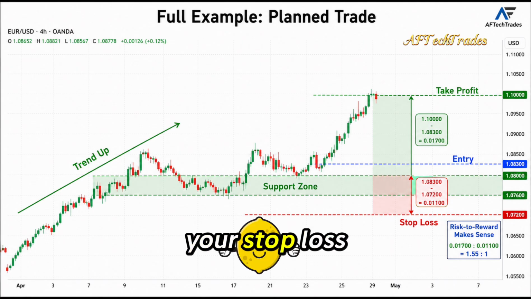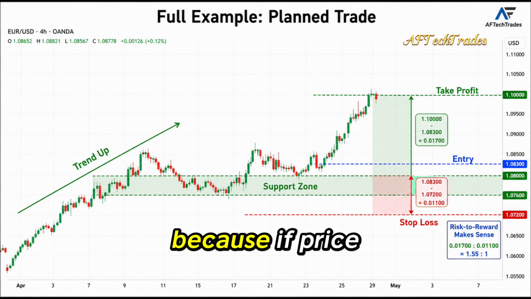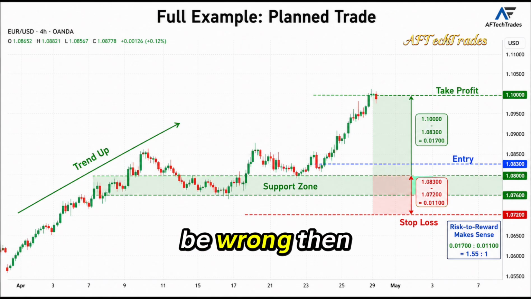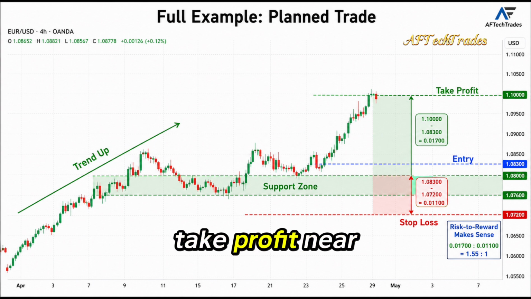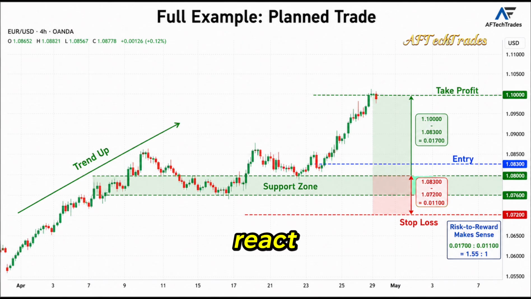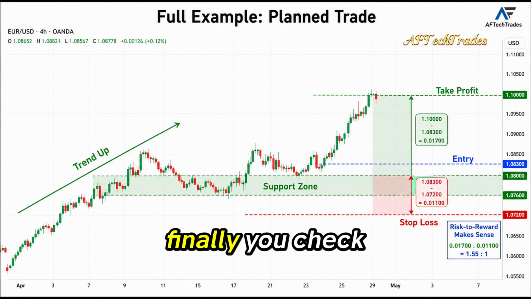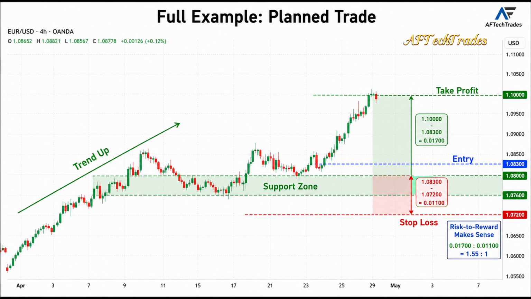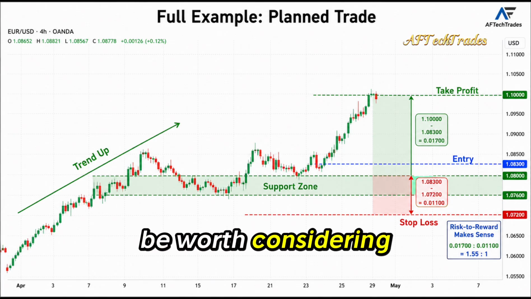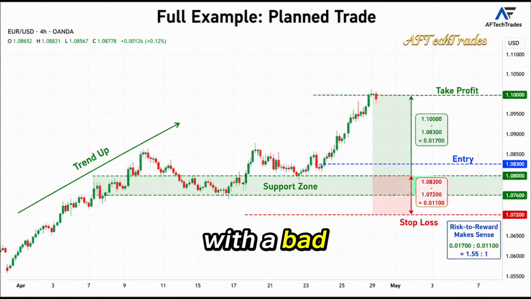Next, you place your stop loss below the support level, because if price breaks strongly below that support, your idea may be wrong. Then you plan your take profit near the next resistance or previous high, because that is where price may react. Finally, you check the risk to reward. If your stop loss is small and your target is at least twice your risk, the trade may be worth considering.